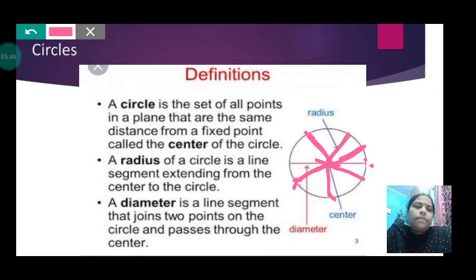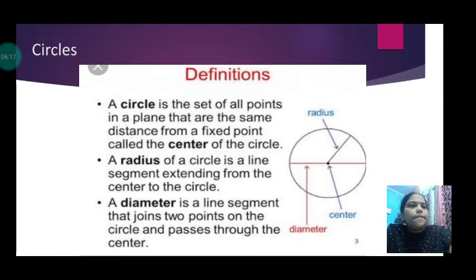Now diameter. A diameter is a line segment that joins two points on the circle and passes through the center. So here is the diameter, from this point to the other point. If the line is joined and passes through the center, then that makes the diameter. We will understand that more in detail.